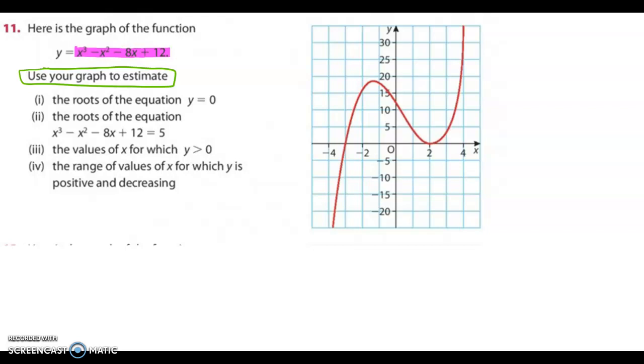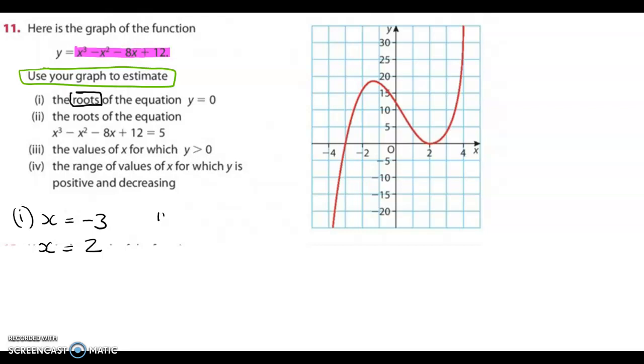So the first one, it says use your graph to estimate the roots. The roots are the places where the function comes through that x-axis. You see one there and you see a root there. So for that first one, x is equal to, where's there now? That looks to me like it's minus 3. And the other root would be over here, which is clearly 2. So that's the answer to the first one, the roots.